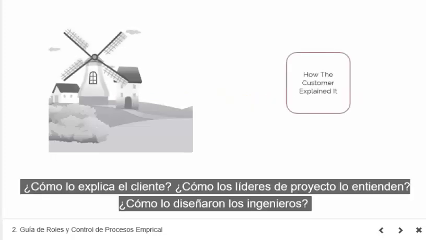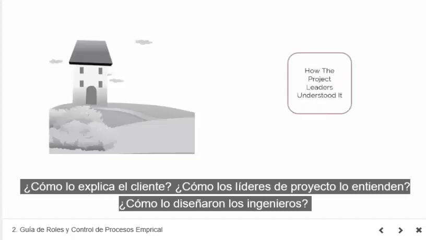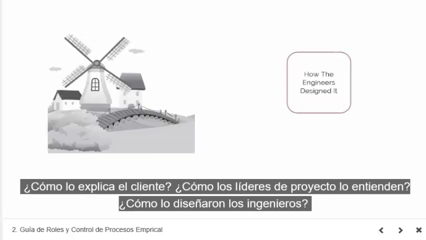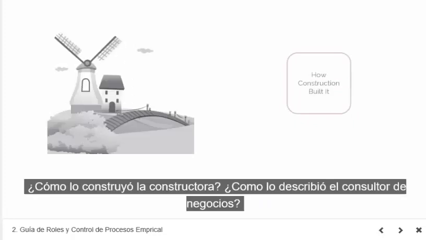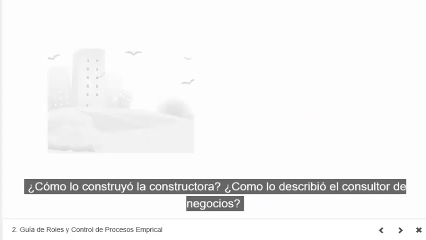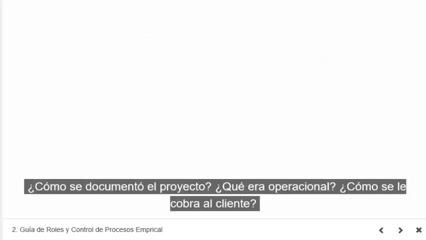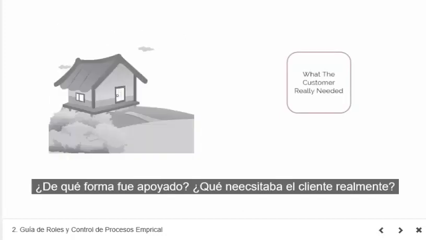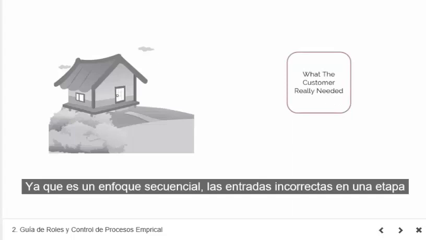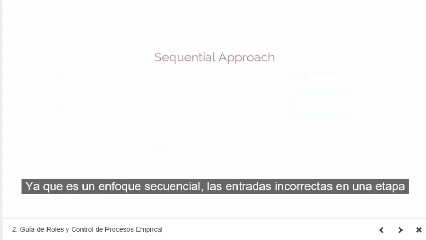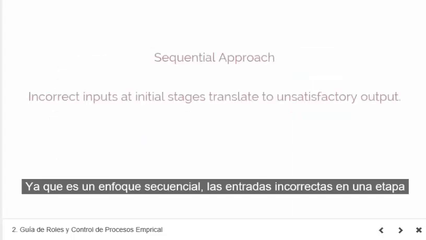How the customer explained it, how the project leaders understood it, how the engineers designed it, how construction built it, how the business consultant described it, how the project was documented, what was operational, how the customer was billed, how it was supported, and what the customer really needed. Since it's a sequential approach, incorrect inputs at initial stages translates to unsatisfactory outputs towards the final delivery.